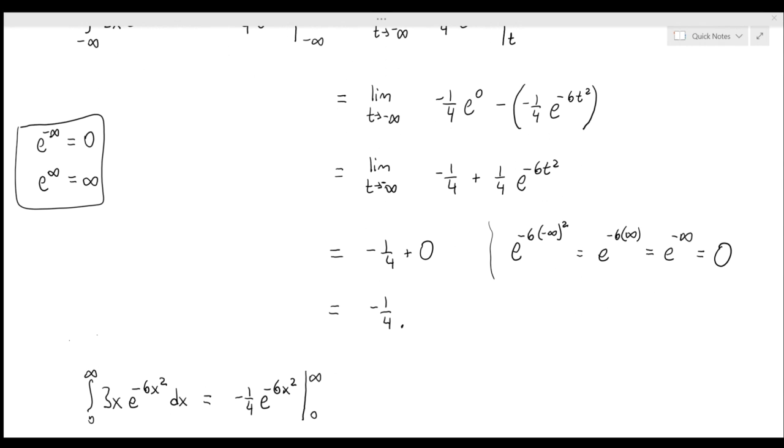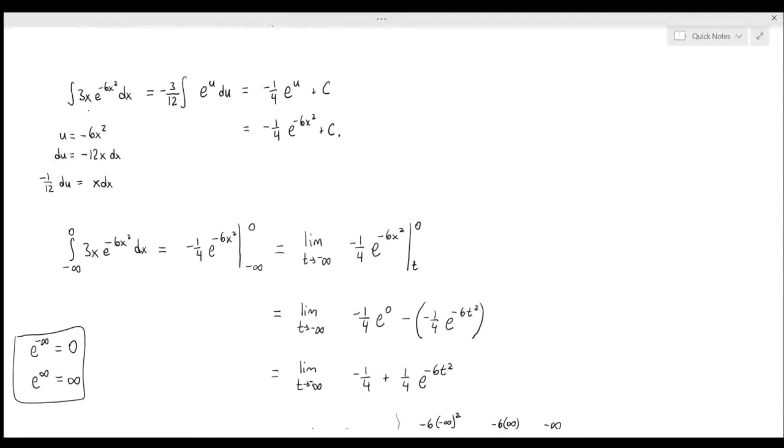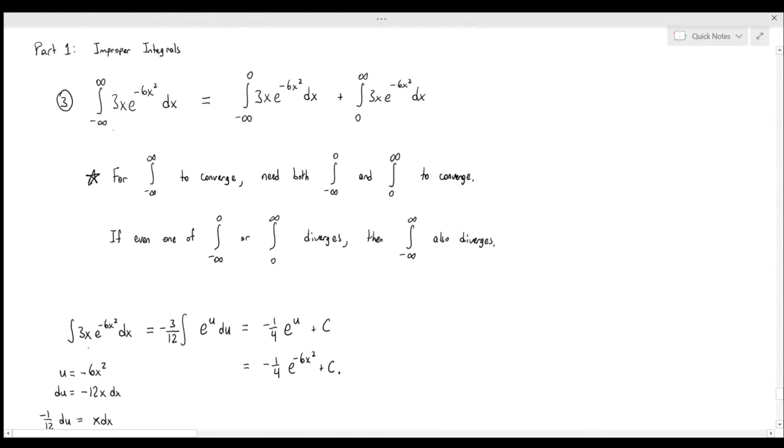Let me see what that was. Yeah, I'm working on problem number 3 from part 1 of the practice problems that I sent you. So it was an improper integral from minus infinity to infinity. So we broke it up into 2 improper integrals from minus infinity to 0 and then 0 to infinity. I've already worked out this improper integral, and I'm working on the one from 0 to infinity right now.